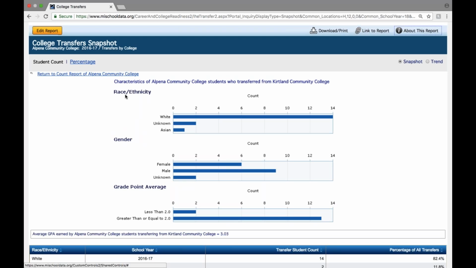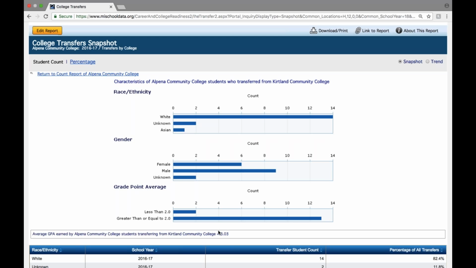What we can tell you real quick is the race ethnicity of these students, the gender, and the grade point average. What this particular bar down here for grade point average is saying is that 13 students transferred to Alpena from Kirtland, and at Alpena, their first session they attended, they had a GPA greater than or equal to 2.0. Down here we have the actual average of those students who transferred to Alpena from Kirtland, which is about a 3.03 when it comes to GPA. Now GPA data is only available for STAR.